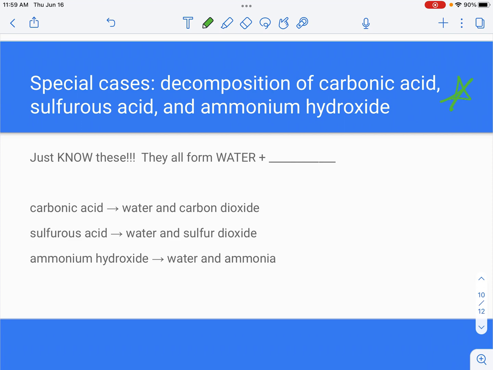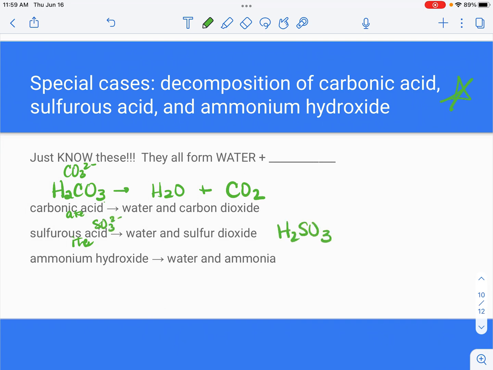So let's practice our acid formula writing. Carbonic acid comes from carbonate. So this would be CO3 2-, which means I need 2 H's. So this would be H2CO3. I'm going to get water. And notice that when I pull the water out, that accounts for both hydrogens and one of the oxygens, which leaves behind CO2. For sulfurous acid, this comes from sulfite, which is SO3 2-, so this would be H2SO3. And again, I'm going to get water and whatever else is left behind. So 2 hydrogens and an oxygen come out, leaving me with SO2.